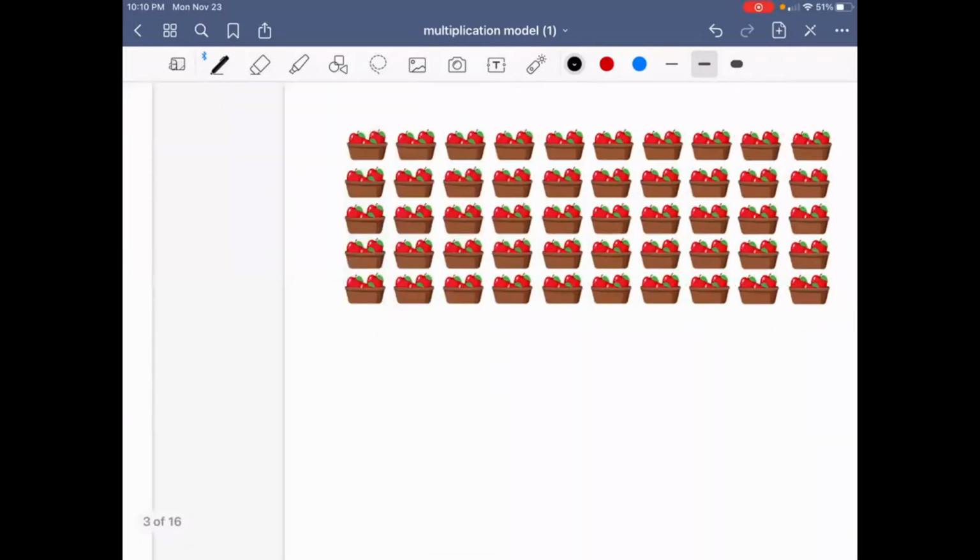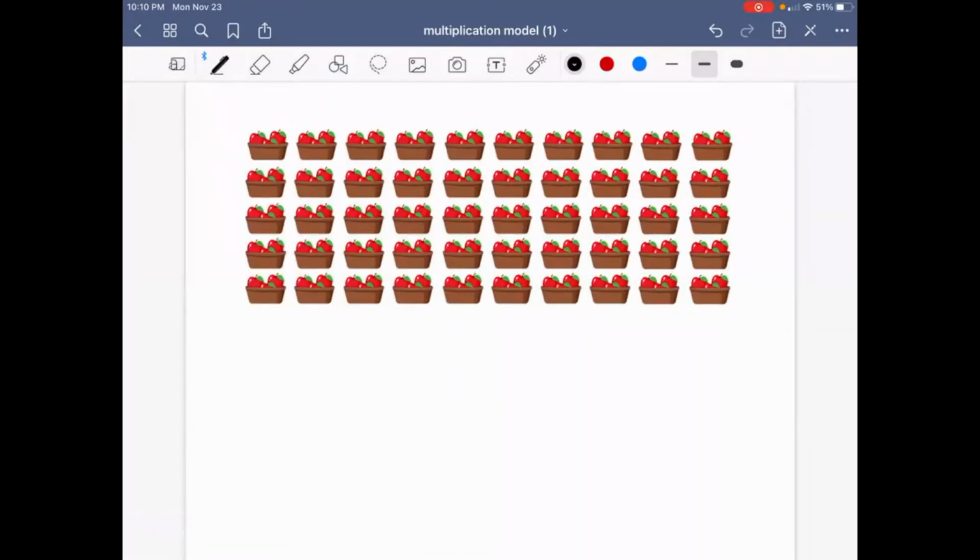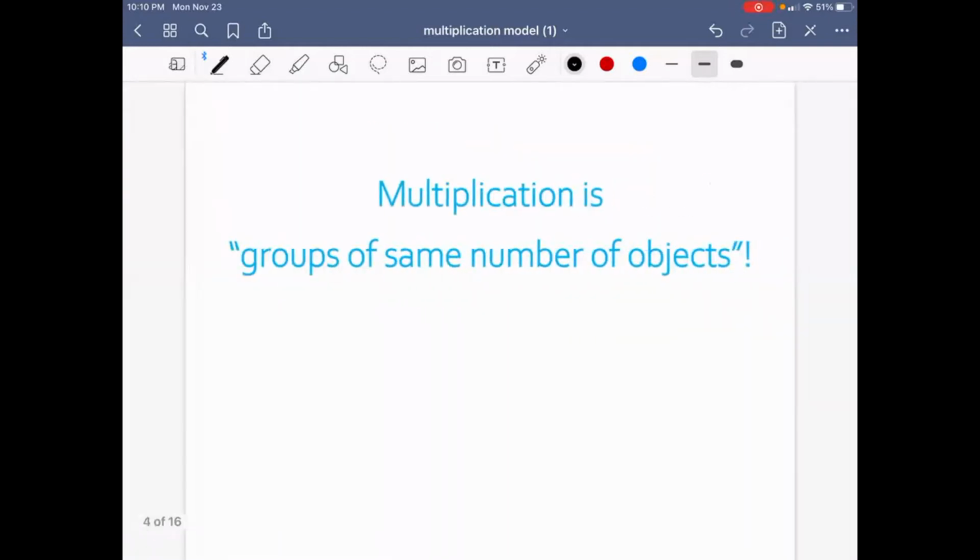Now imagine you have 50 of these baskets. Would you really want to do 3 plus 3 50 times? That's going to be insane and probably going to take a ton of time, and it's going to be very long. That's what people a long time ago thought as well. So they made a new operation called multiplication. Multiplication is groups of the same number of objects.